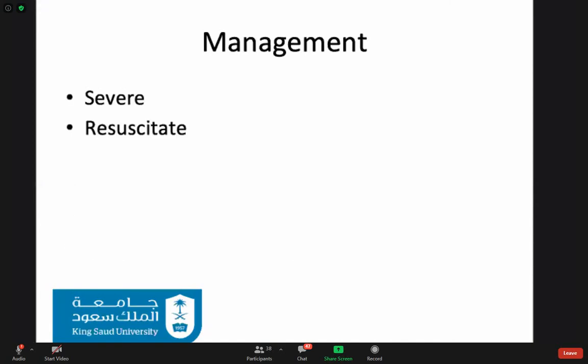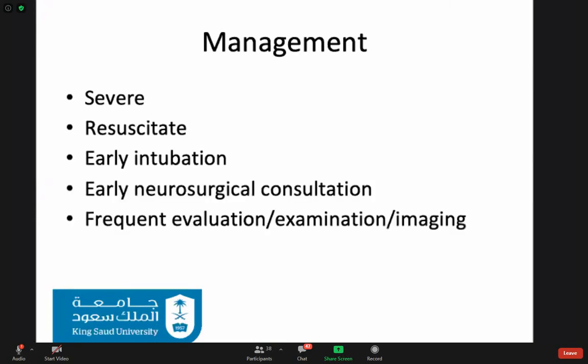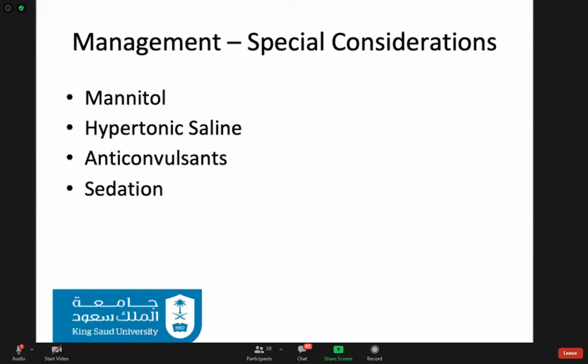How do we manage severe? We have to resuscitate them, early intubation, early neurosurgical consultation, frequent evaluation, examination, and imaging as needed. Special considerations to keep in mind when dealing with severe head injury patients: mannitol, hypertonic saline, and anticonvulsants. Also sedation and paralytics as needed.